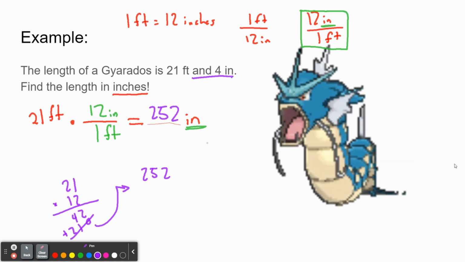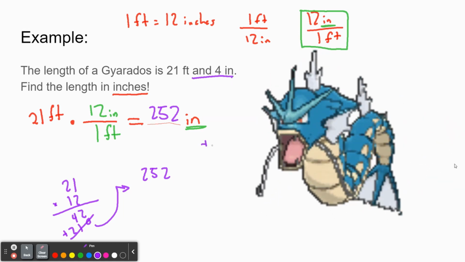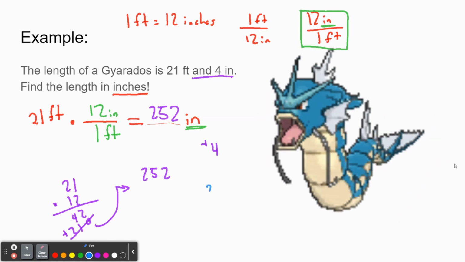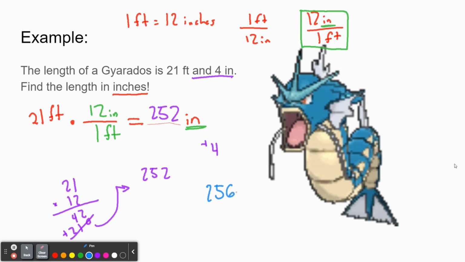Now, the important thing to remember here in this specific example is that we know that Gyarados also has an additional 4 inches. So we actually have to add 4 to that. And then we'll get an actual solution of 256 inches.